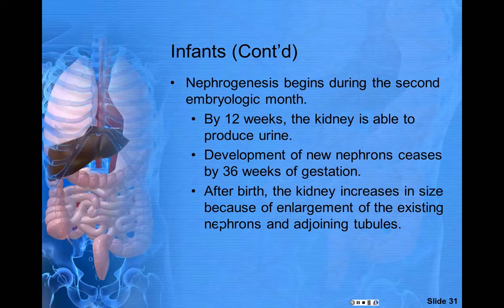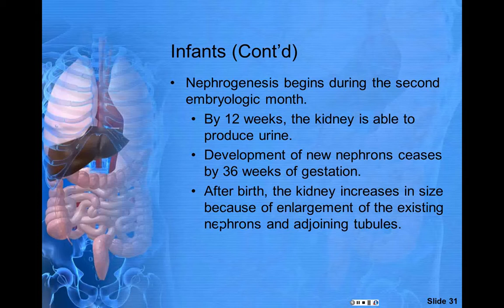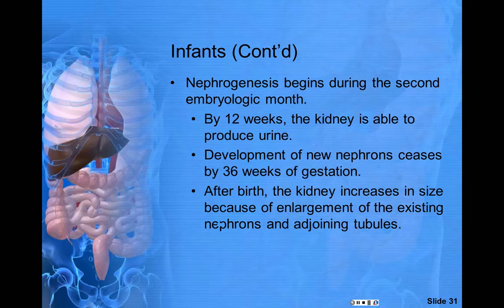Nephrogenesis begins the second month of development. By 12 weeks, the kidneys are able to produce urine. New nephrons cease to develop by the 36th week of gestation, and after birth the kidney increases in size because of enlargement of the existing nephrons and adjoining tubules.